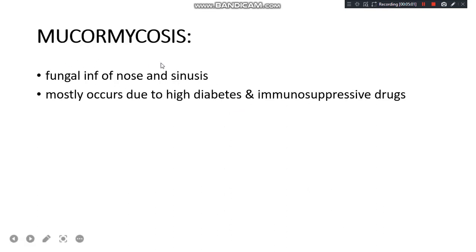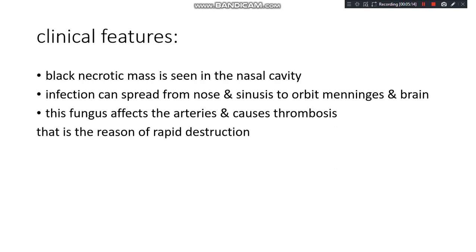And the third condition is mucormycosis. It's basically a fungal infection of the nose and sinuses and occurs in patients having high diabetes and those taking immunosuppressive drugs. The clinical features include a black necrotic mass seen in the nasal cavity, and the infection can easily spread from the nose and sinuses to the orbit, meninges, and brain. It was an infection of the nasal cavity, but it can easily spread. This fungus affects the arteries and causes thrombosis, and that is the reason behind its spread and rapid destruction.